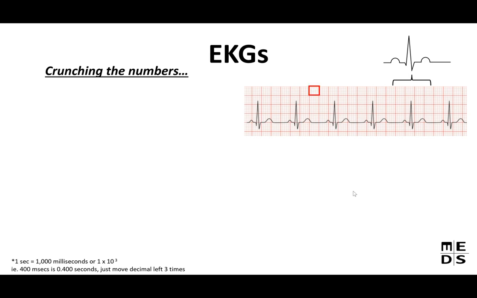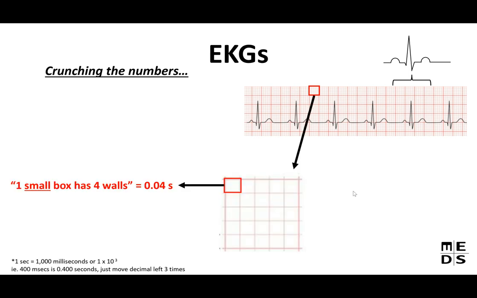So what I'm going to do is take one of these big boxes that's in red over here, and just zoom out. So if you look at this big box, this whole part right here with the thickened lines, when you zoom out, it is a big box. This whole thing is a big box. On the inside, there's 5 of them. And one little one is 0.04 seconds, meaning that it's 40 milliseconds. And you can remember the small box has 4 walls. So you just remember that it's 0.04.